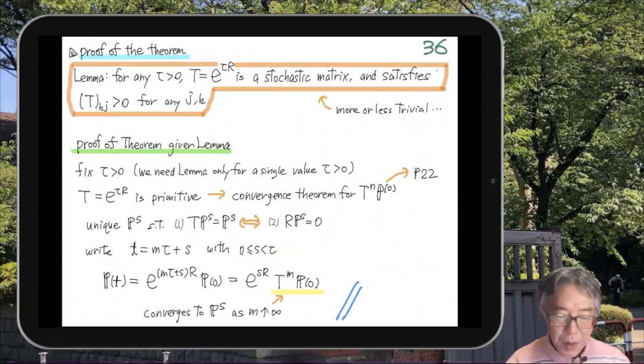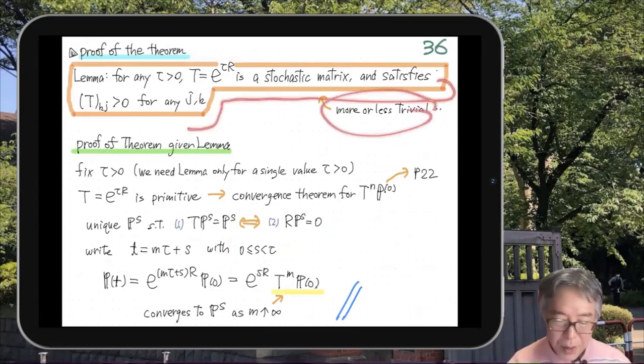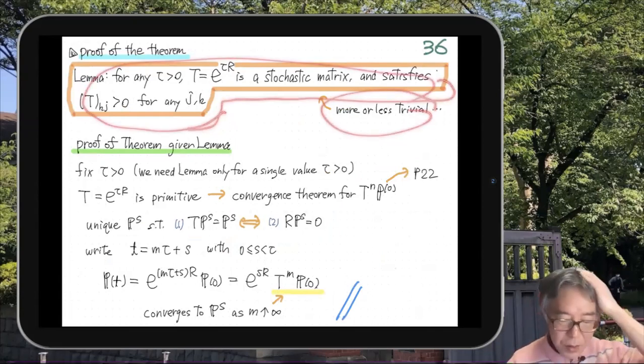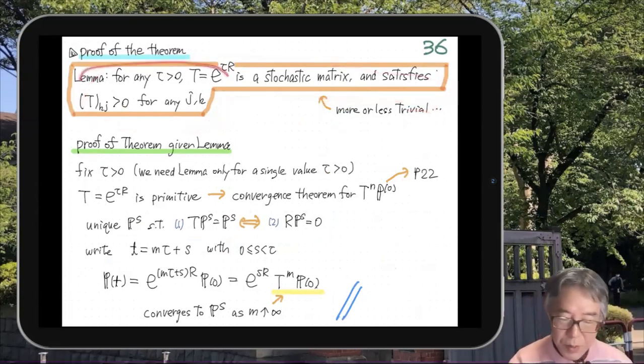So this is the lemma, and I'm going to prove this. This is more or less trivial, but I will prove this in the next 2 pages. But anyway, let's suppose that the lemma has been proved. Then everything is easy. Let's fix tau, and we need the lemma for only 1 tau. And then we see that this T is primitive, and we can use the convergence theorem for this.